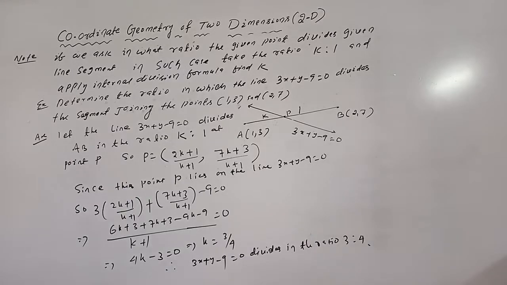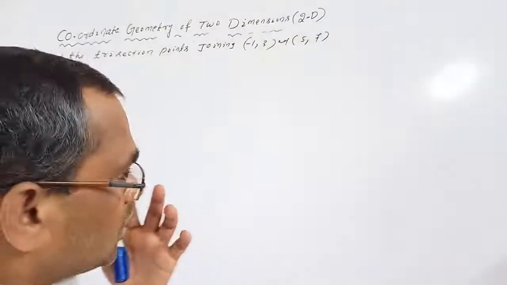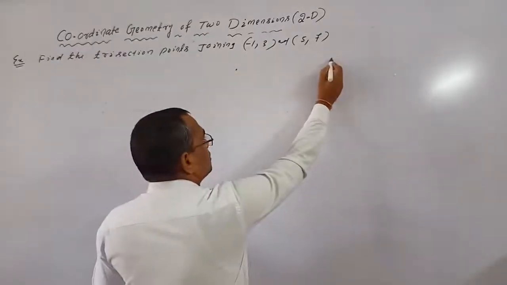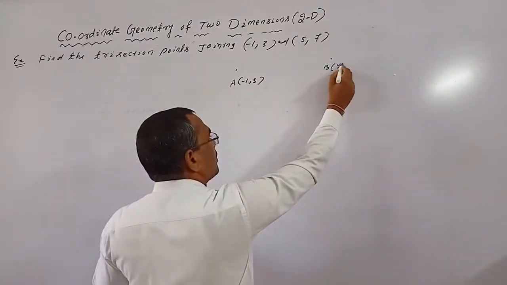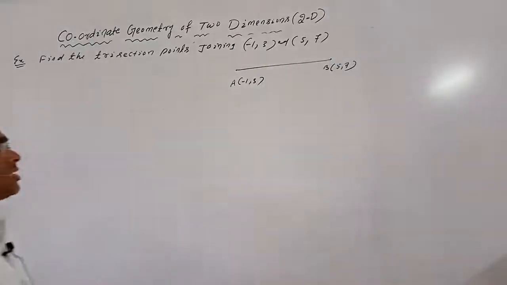Okay. Next we will do another question. Find the trisection points of the line segment joining (minus 1, 3) and (5, 7). So for trisection points, first you have to join these two points. Here one point is (minus 1, 3), and this is the other point (5, 7). This is the line segment joining these 2 points.